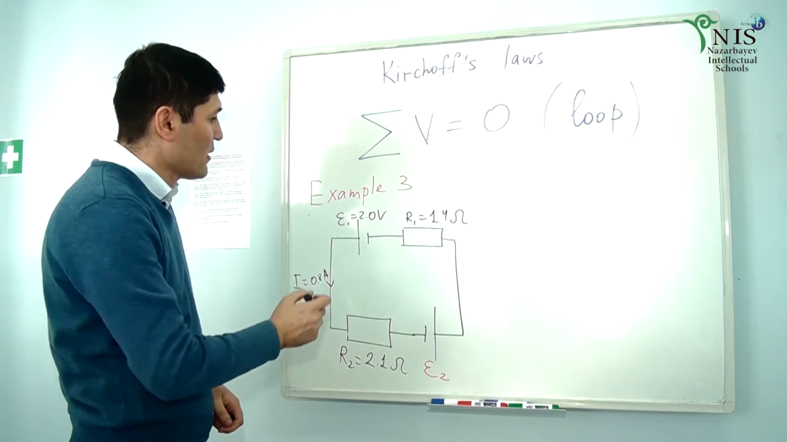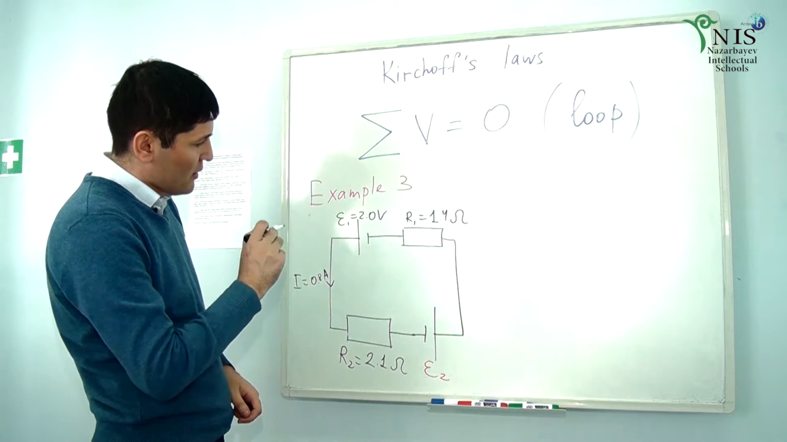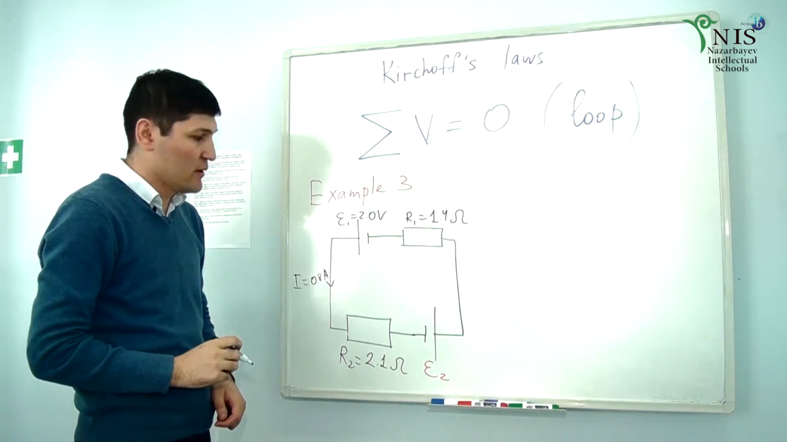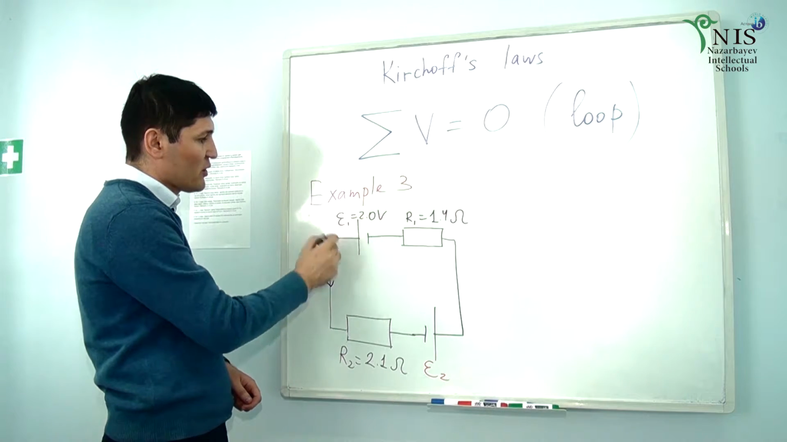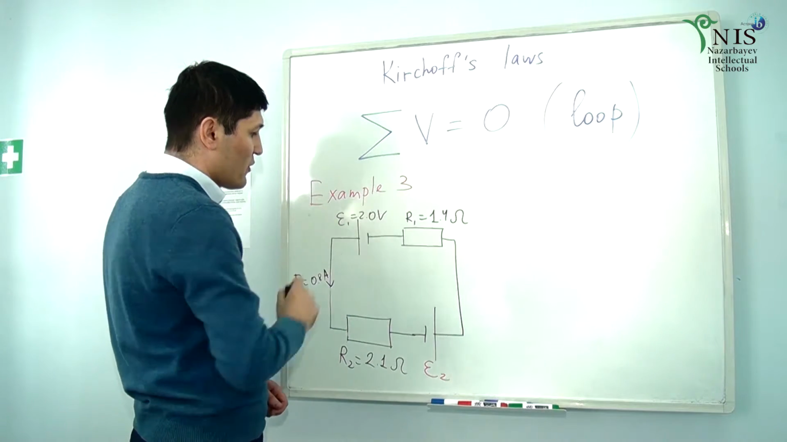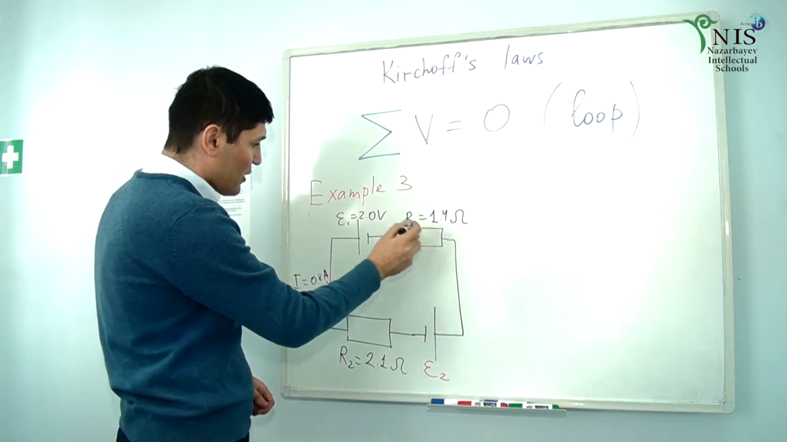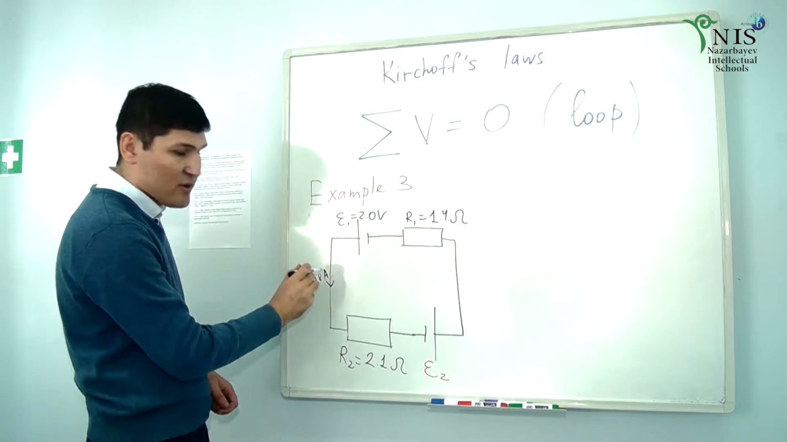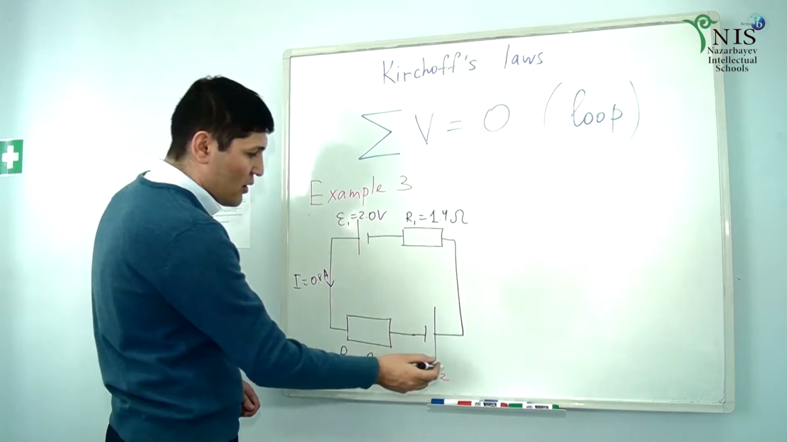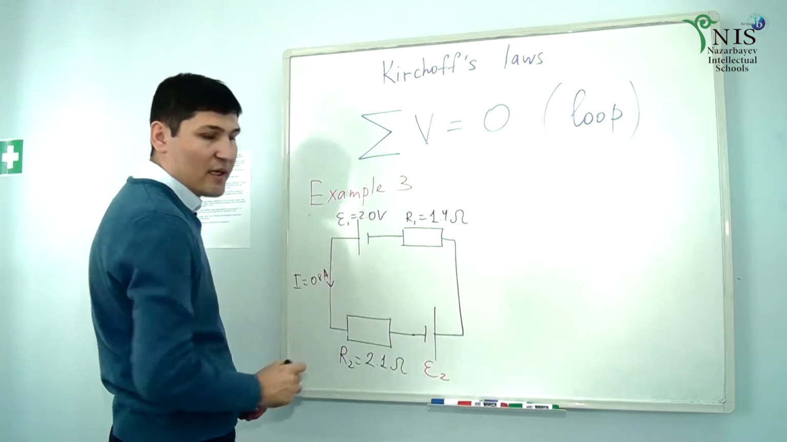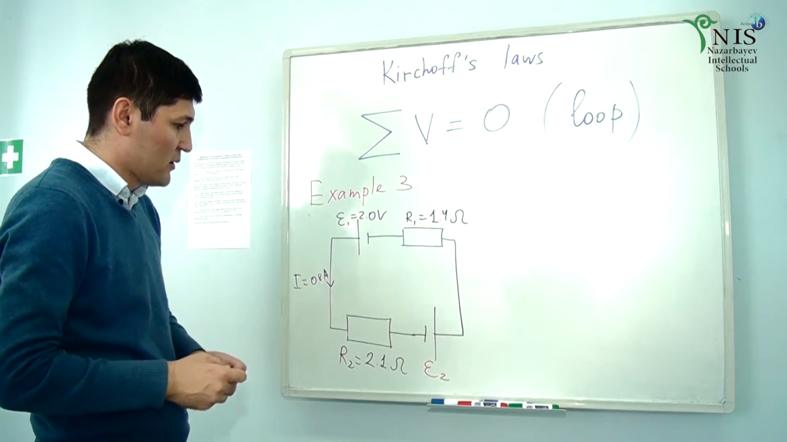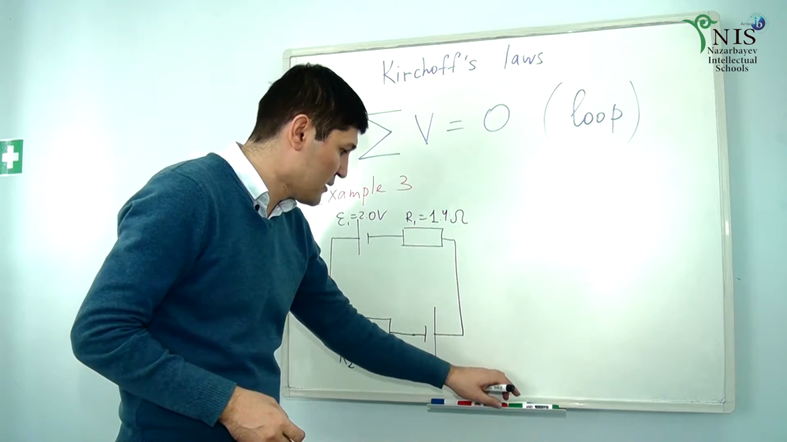So in this example, we are going to apply the loop rule for this given circuit. We have the first electromotive force, which is 2.0 volts, a resistor of 1.4 ohms, and the current flowing through this loop is 0.8 amperes. The second resistor is 2.1 ohms, and the unknown variable here is the second electromotive force. So we need to find the electromotive force of the second cell.